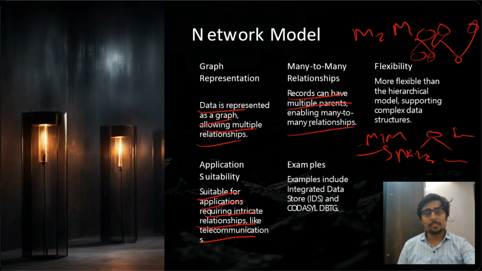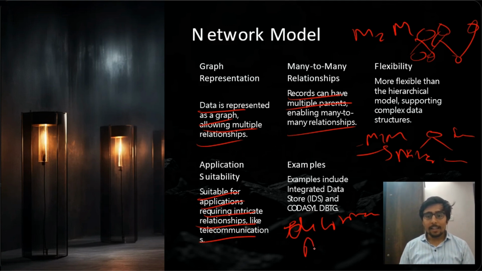But let's see the use cases of this. As I already mentioned, the telecommunication industry network and airline reservation systems. Airline reservation systems also use it. When you are making a reservation on an airline, multiple people are doing it simultaneously. So these are examples of the network model.